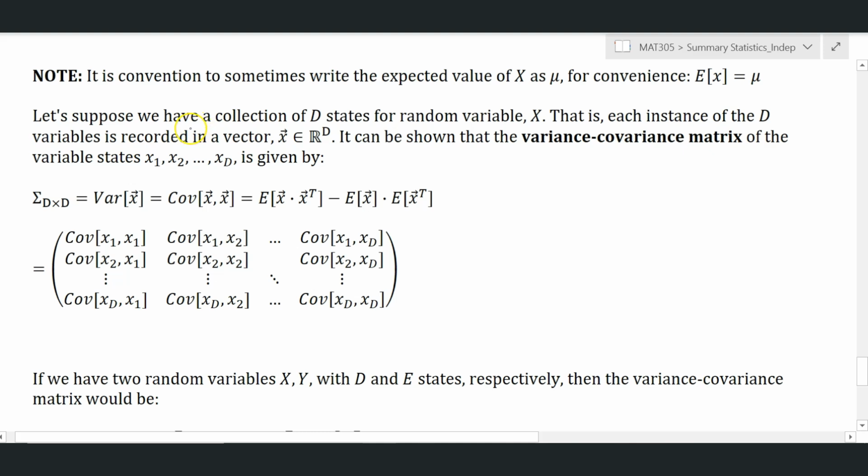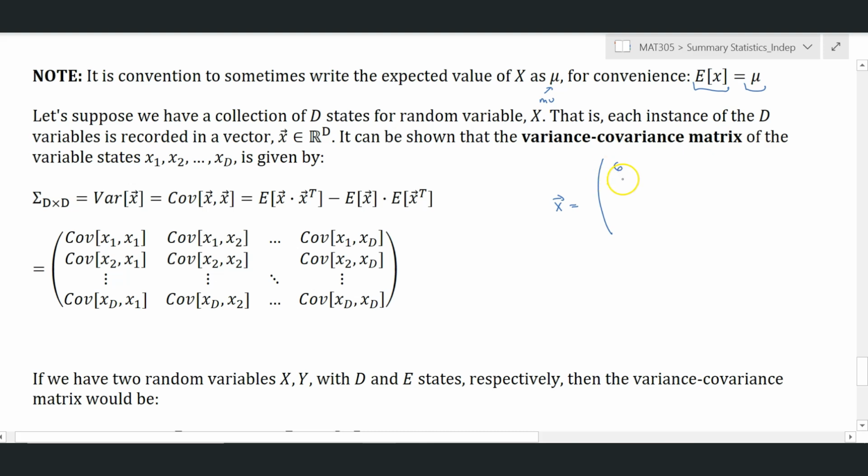Now, it's convention to write the expected value of x as mu. This is a Greek symbol. It's just done for convenience, mainly because to have to write down E of x, it's a little bit easier to write down mu. Let's suppose we have a collection of d states for random variable x. So let's just say that our random variable is actually, each instance is a single vector. And each vector may, for example, contain a child's age.